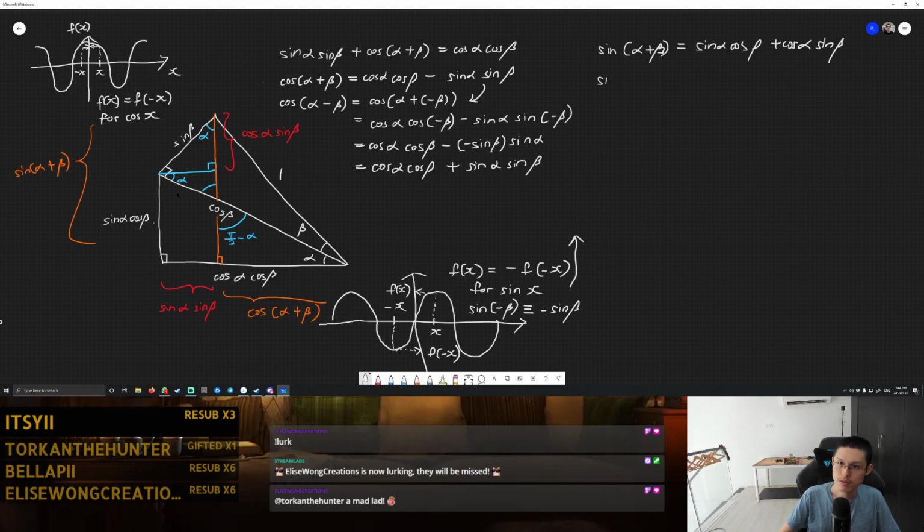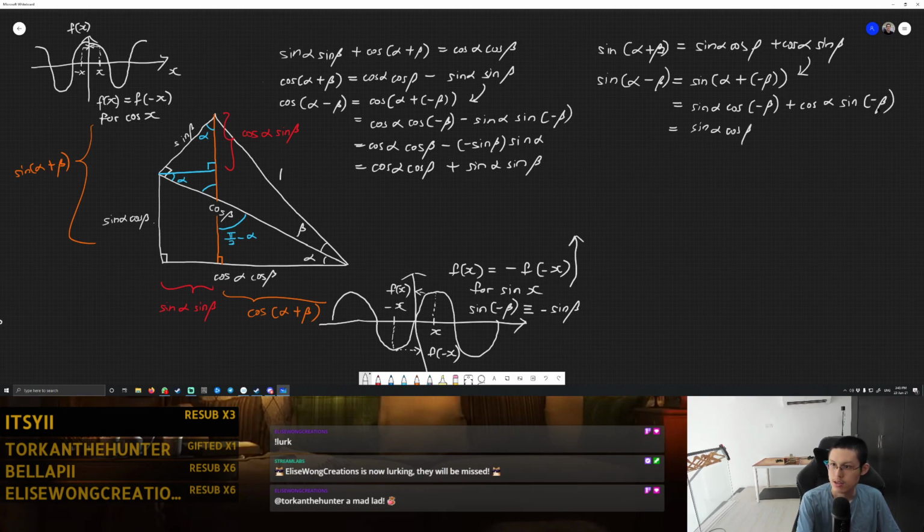Now for the second part, we're going to write sine alpha minus beta, which is the same thing as writing sine alpha plus negative beta. Then we can use what we've already proven to write this out. So we get sine alpha cos negative beta plus cos alpha sine negative beta. There we go. For cos of negative beta, cos is an even function, so negative beta is actually the same as beta. So we can write this as sine alpha cos beta.